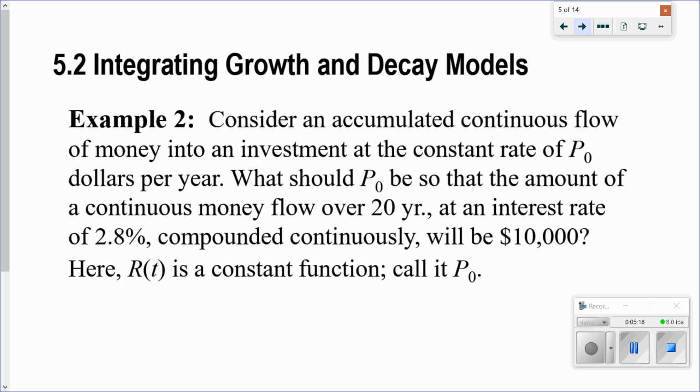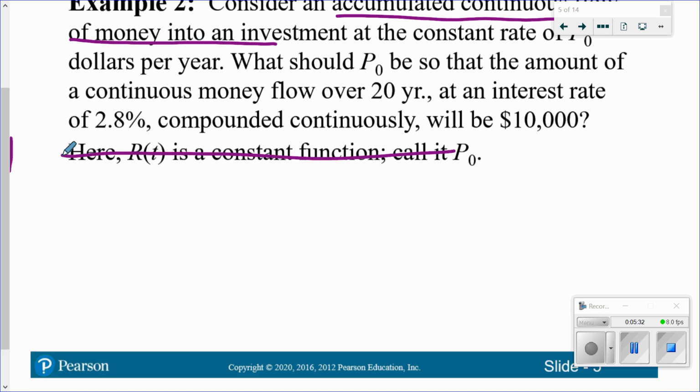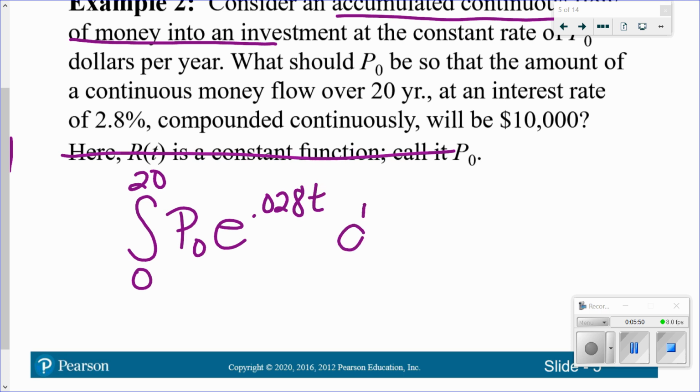Okay, here is another one. Again, this is accumulated continuous flow. So again, this is going to be the antiderivative from 0 to 20. Now, this time what we want to know is what the money flow should be. This is the thing we don't know, P sub 0. We have k, we know it's 0.028, and we know that we want it to grow to $10,000.